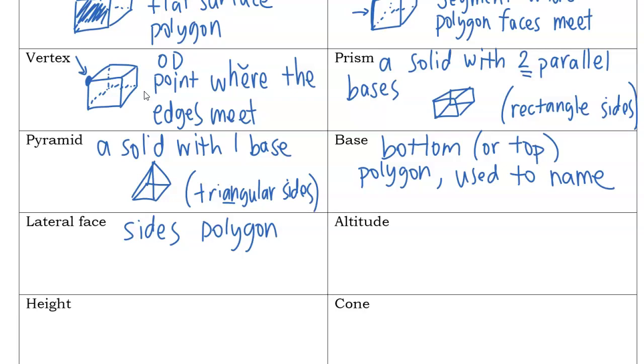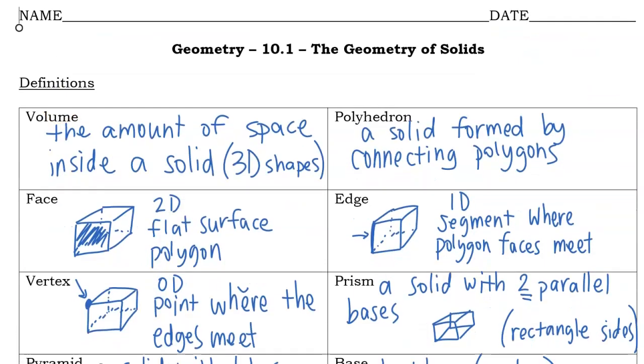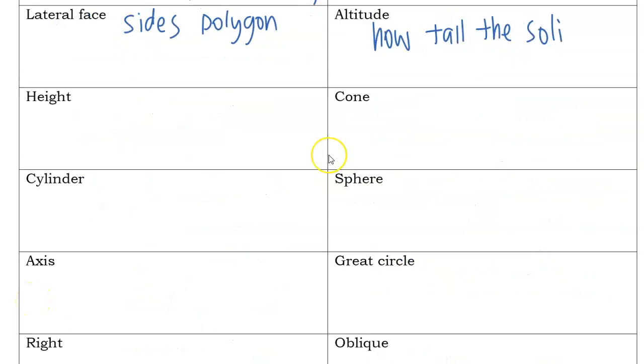Altitude is basically how tall the shape is. I'm sorry, that's height. Altitude, yeah, let's go with that. Okay, how tall the solid is. Height, I think we're going to just say the same thing. I think altitude is more like when you have your shape, it's going to be the segment itself, versus height is the number that would go there.